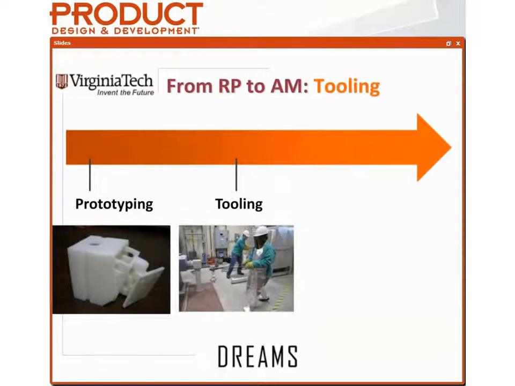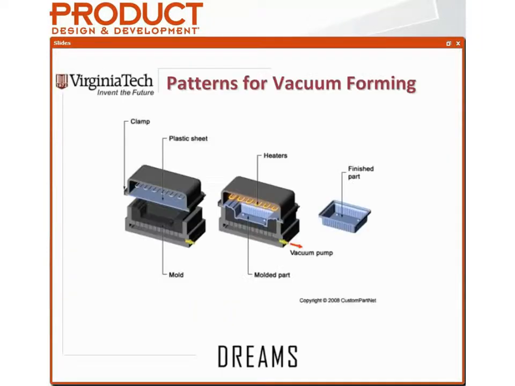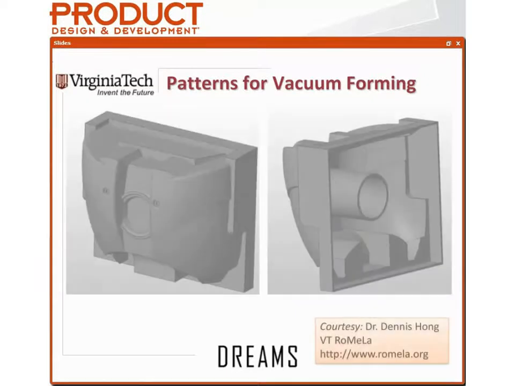So we're going to move on now to the next portion, which is all about tooling. So we've been talking about prototyping. Let's talk a little bit about tooling. And one thing that we can use very easily is in the process of vacuum forming. In vacuum forming, obviously, we have to have a mold in which we form plastic sheets to create plastic components.